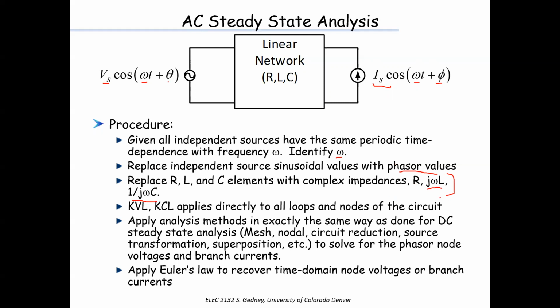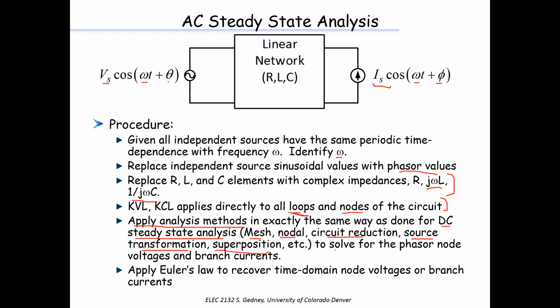At this point, I can apply KVL or KCL to all loops for KVL or all nodes of the circuit. That is, I can apply mesh analysis using KVL as I would normally, and I can apply a nodal analysis using KCL. So the key here is we're applying our analysis methods in exactly the same way as we did for the DC steady state analysis. That is, I can apply mesh analysis, nodal analysis, circuit reduction by adding parallel and series branch impedances or admittances, Y-delta conversion, and so forth. I can do source transformations. I can apply superposition, etc. All of my analysis methods apply. The only difference is now I'll be using impedances rather than resistances.